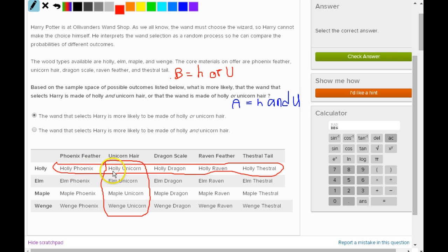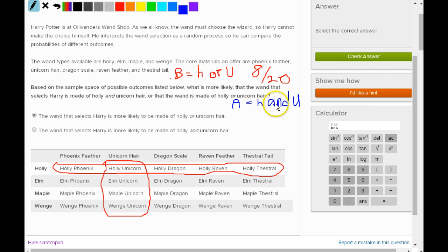Okay, so we end up with 1, 2, 3, 4, 5, 6, 7, 8. So there are 8 out of a total of 20. 8 out of 20 in B. Okay, we call B holly or unicorn, and that's 8 out of 20.